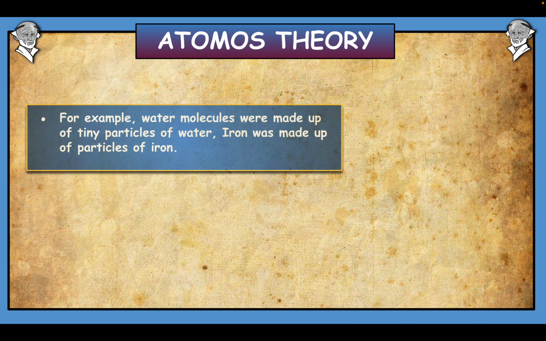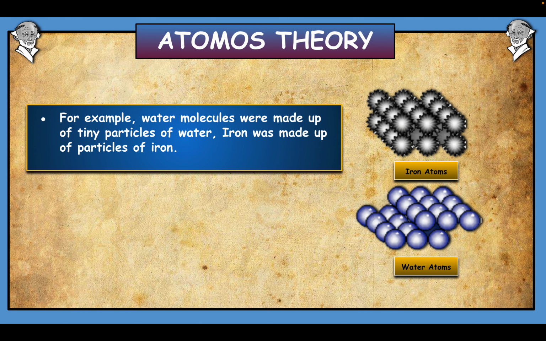So water was made up of tiny particles of water, and iron was made up of particles of iron. It's interesting because we know that water is actually made of two hydrogen and one oxygen atoms joined together in a compound. But they didn't know that back then. They just thought water was made up of water. Whatever the matter was, whether it's wood or leather or dirt or rock or water or iron, whatever, it was made up of smaller pieces of that material.